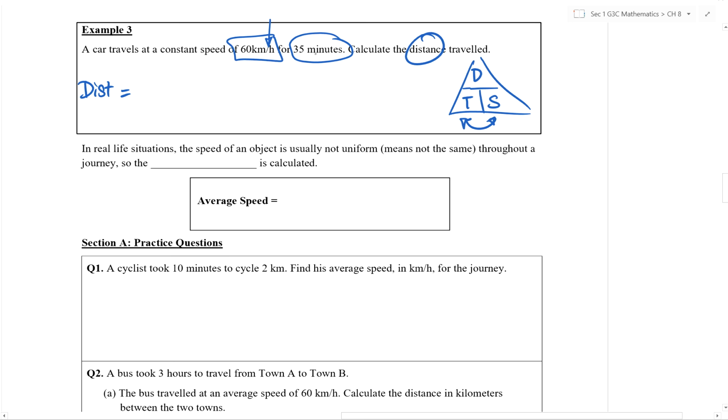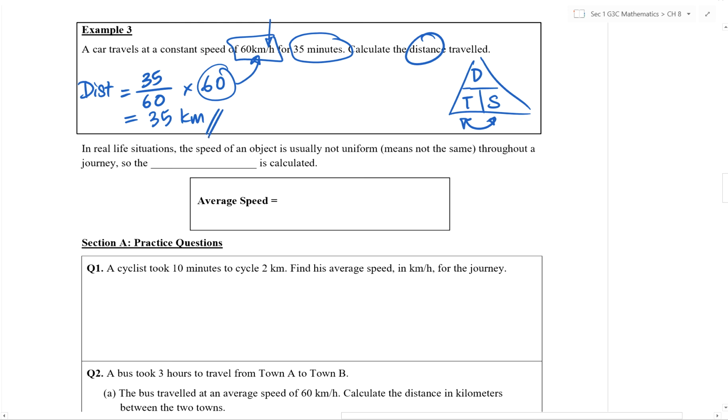So I would like to change everything to hours. So the time of 35 minutes in hours is 35 over 60 of an hour multiplied by 60. This 60 over here is the speed. So my final answer will be 35 kilometers.